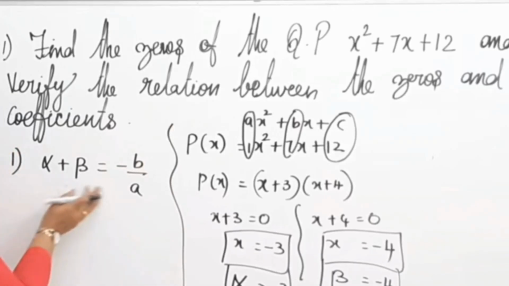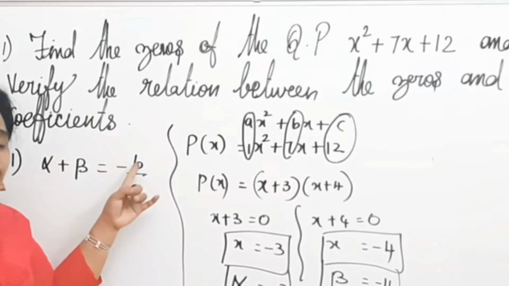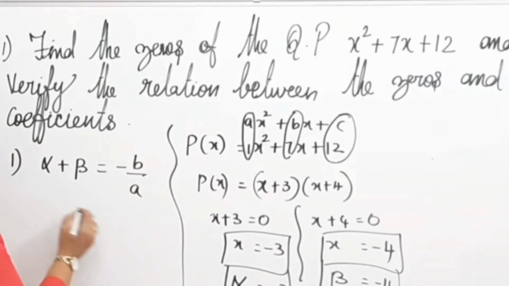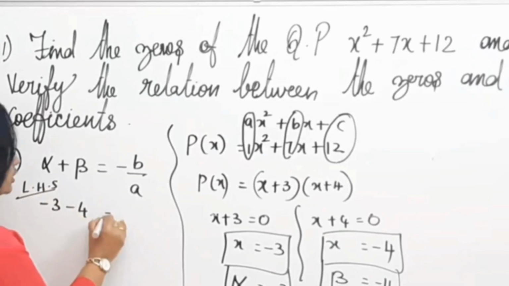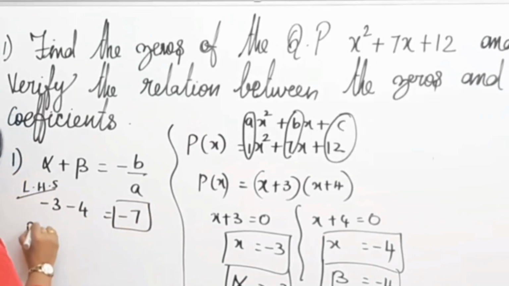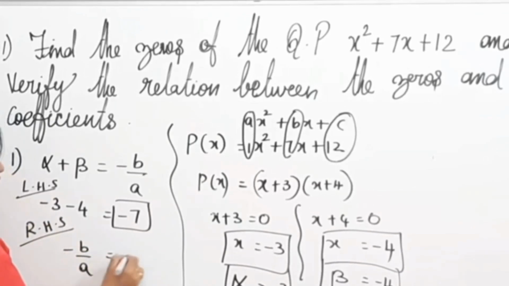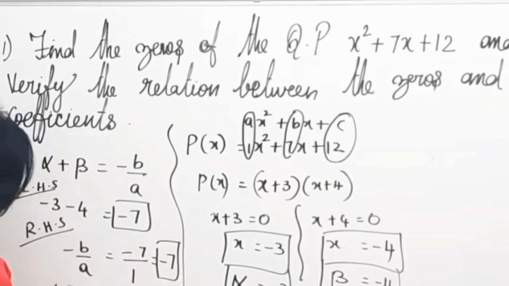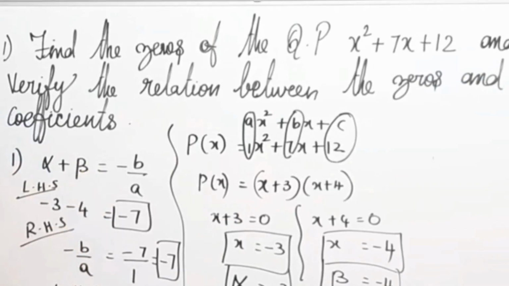That's my first verification. I have to find the sum of the zeros, which will be equal to minus of the coefficient of x divided by the coefficient of x square. Now alpha is minus 3, and then I take my LHS, minus 3 minus 4, which is equal to minus 7. Now I have to get the same value for my RHS, that is minus b by a. Minus, what is my b? B is 7 divided by my a is 1, which is equal to minus 7. So I got my LHS is equal to RHS. So the first relation is verified.